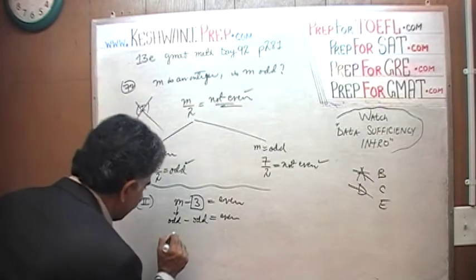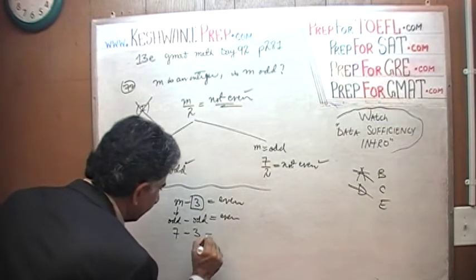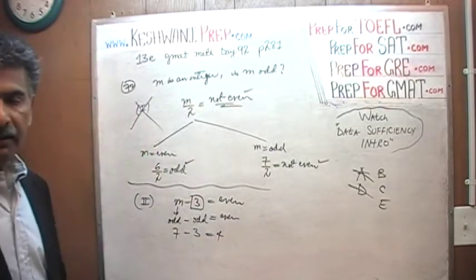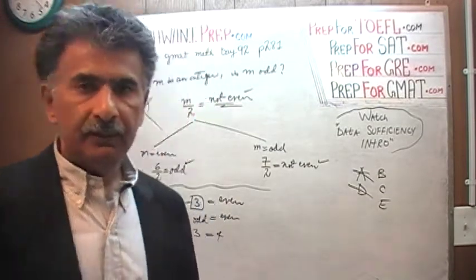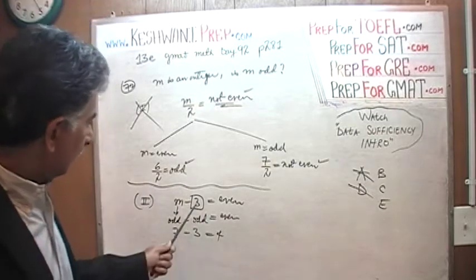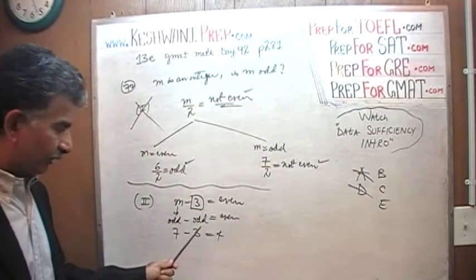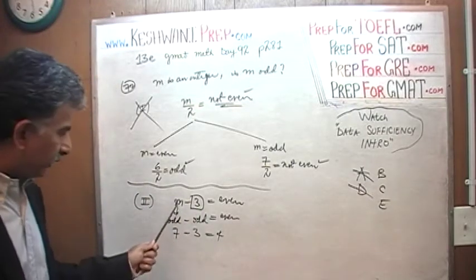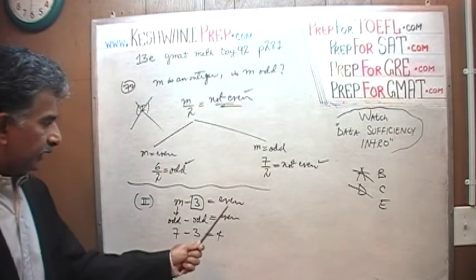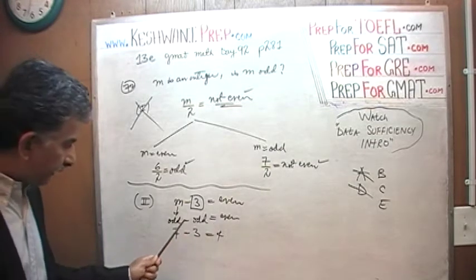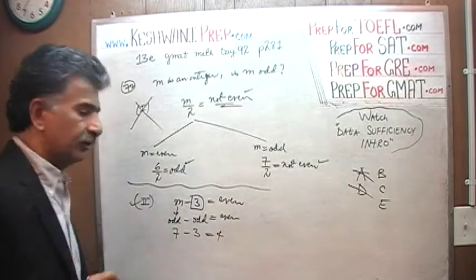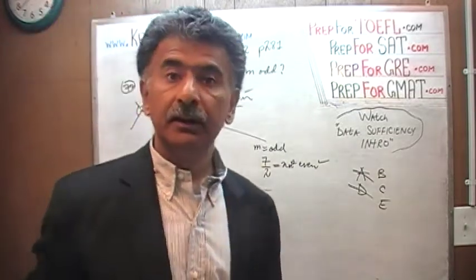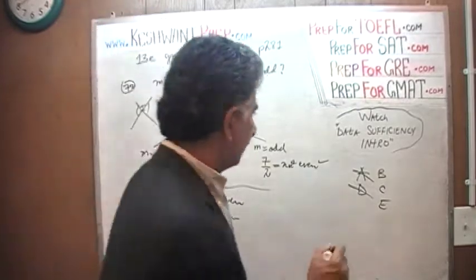For example, 7 minus 3 is even. 9 minus 3 is even. 11 minus 7 is even. Odd minus odd is even. So if 3 is odd, which of course it is, therefore m must also be odd for their difference to be even. So the second statement clearly does tell us that m must be odd. Second statement answers our question. Is m odd? The answer is yes, it is. The answer is B.